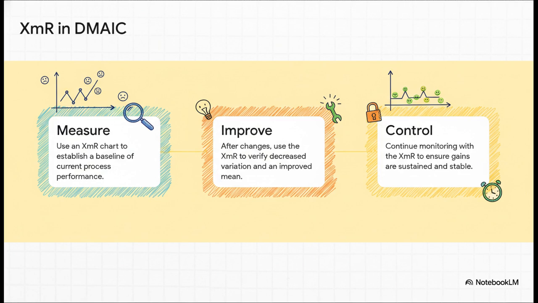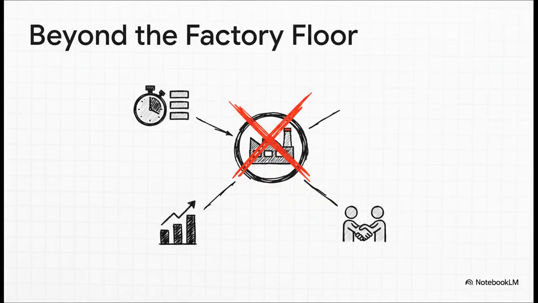And please, do not think for a second that this stuff is just for factories. The principles of statistical process control apply to literally any process. This is for HR, tracking onboarding times. This is for finance, looking at inventory levels. This is for marketing, tracking monthly leads. If you have a single data point you collect over time, an XmR chart can tell you things you never knew.